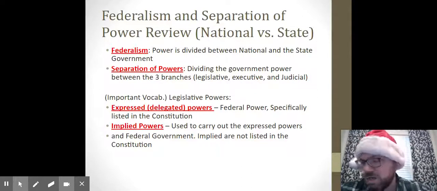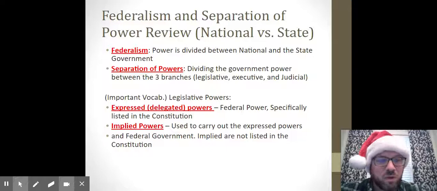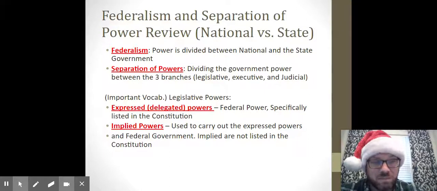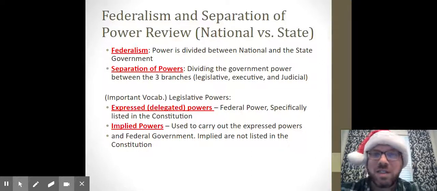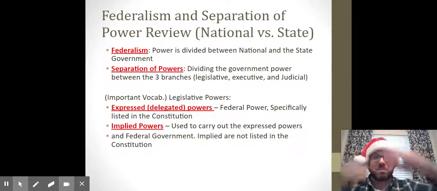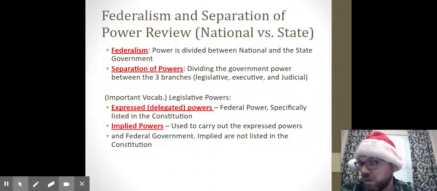Before I get into the real notes, I just want to review some old vocabulary. Some of these words you've seen before, but we need to know the difference between federal and state. Federalism, the most important one, is power that's divided between the national and the state governments. We talked about this one before. Remember, we used the three-layer federalism cake to show that concept.